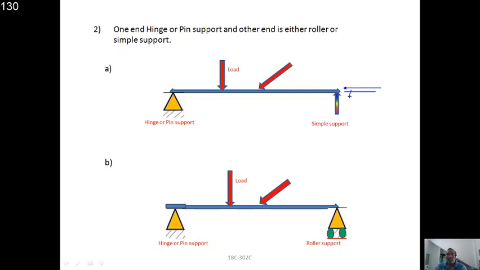I can place horizontal load. Here also I can place horizontal load. I can place horizontal load. When there is a hinge, I can place horizontal loads. So due to an inclined load also, we will get two components: one is horizontal and another one is vertical.